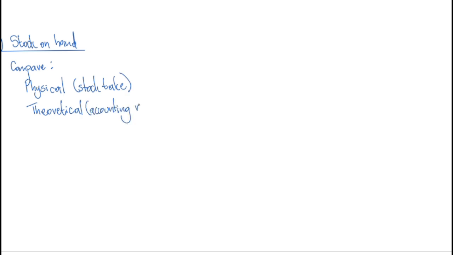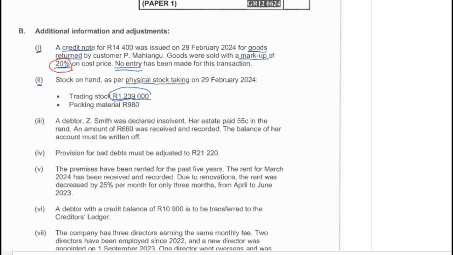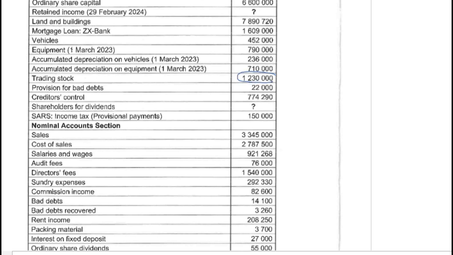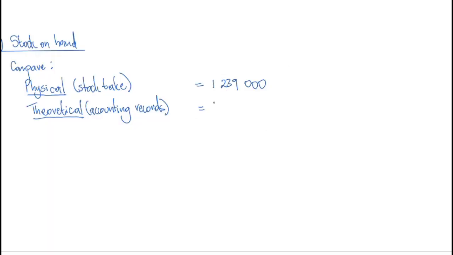We need to compare our physical stock on hand as per the stock count to the theoretical balance of the trading stock account as per our accounting records. So we are going to compare the physical stock balance to the theoretical stock balance which is sitting in our accounting records. Our physical stock balance is given as 1,239,000 as per the stock count.